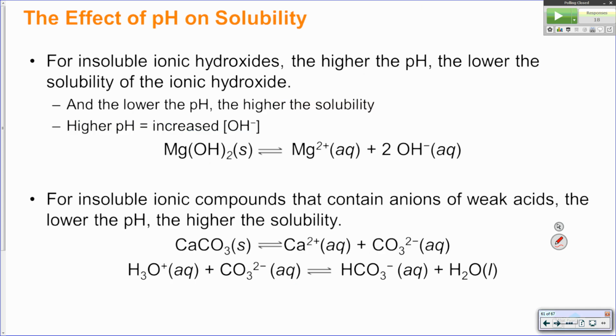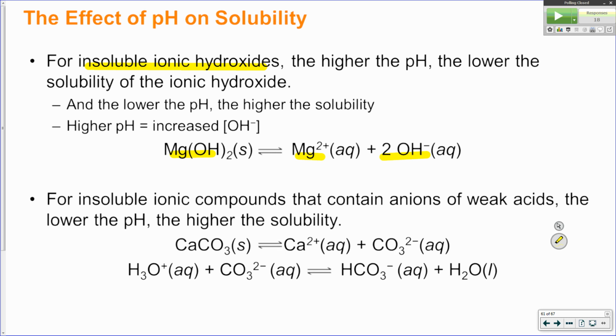All right, so let's do another example of this. If you have something that associates into a species that is influenced by pH, like a weak acid or a weak base, or a conjugate acid or conjugate base, they are influenced by pH. So if we look at hydroxides, which are common, when something like magnesium hydroxide dissolves into water, it produces the magnesium and the hydroxide anion.